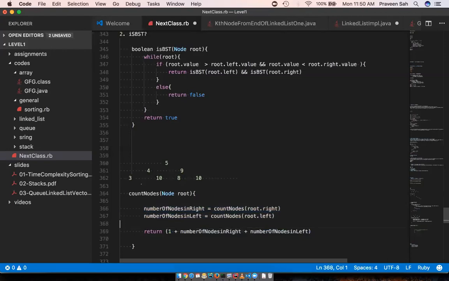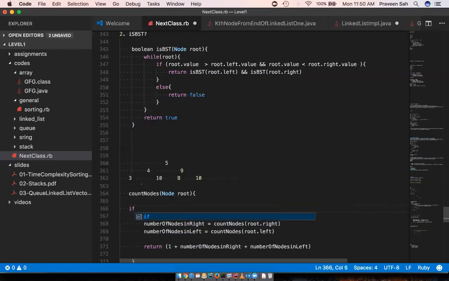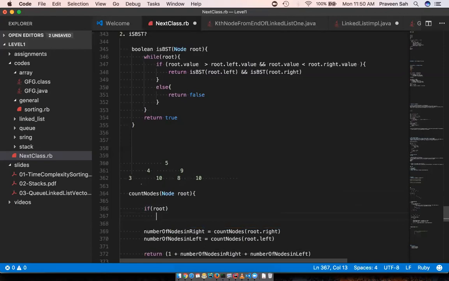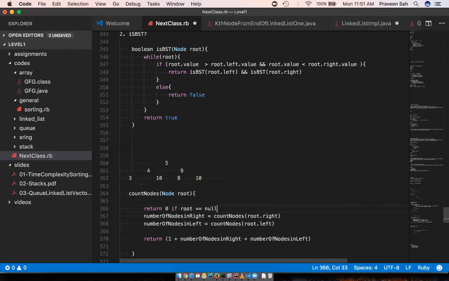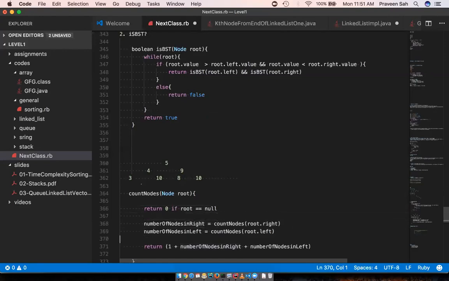Okay. So by doing this, we have implemented our count of the number of nodes. Now just a minute. Let's handle some edge cases. If root is there, then do this. Return 0 if root is equal to null. If there are no nodes, this is the terminating condition of the recursion. Every time we write a recursion, we should always have a base or terminating condition. Otherwise, this will never end. So let's keep going.